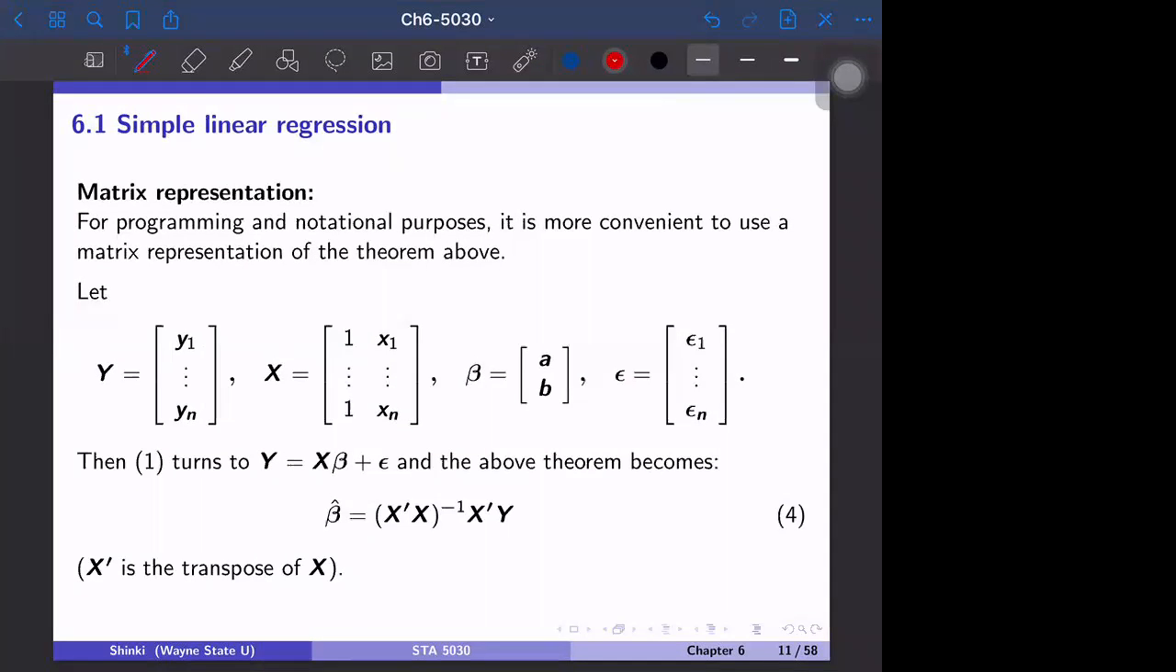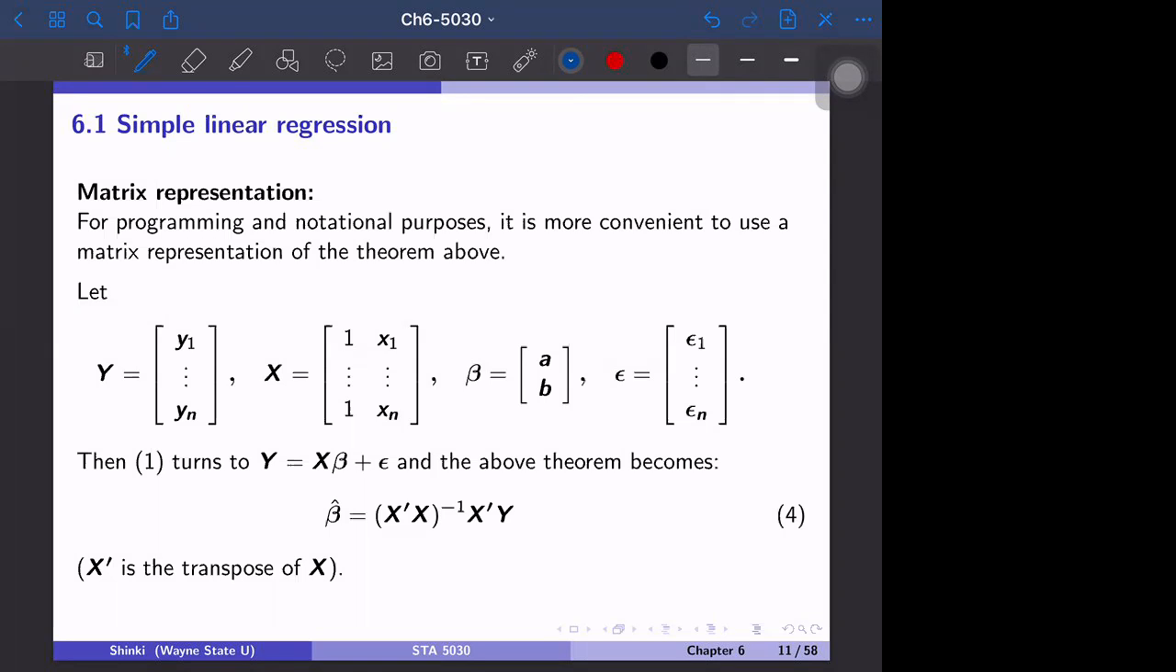Hi, the next topic is matrix representation. So basically in this course, we express regression as matrices. That's why this course requires linear algebra as a prerequisite. Okay, so the matrix representation. It's convenient to deal with linear regression with matrices in two ways. The first is that the statistical theory becomes simple, and the second is that the computation gets much faster.